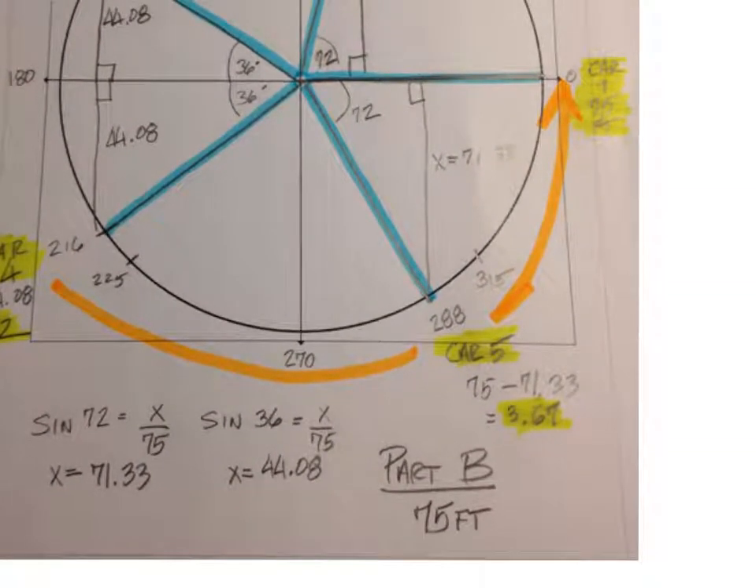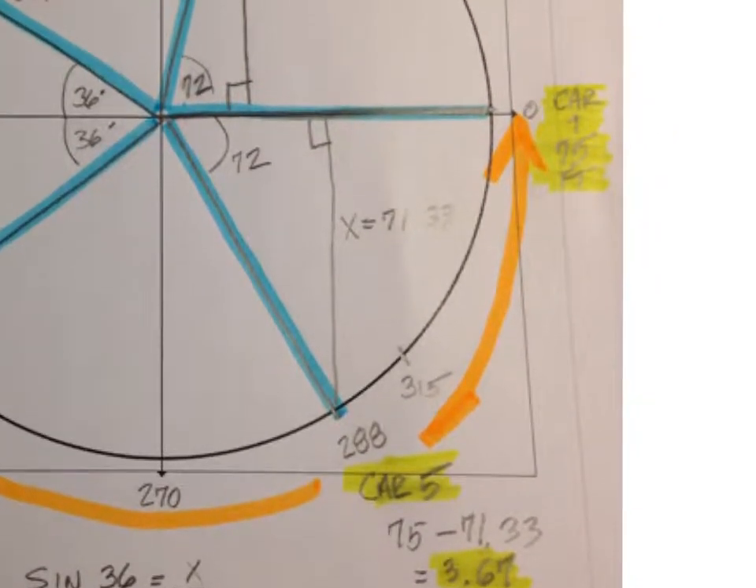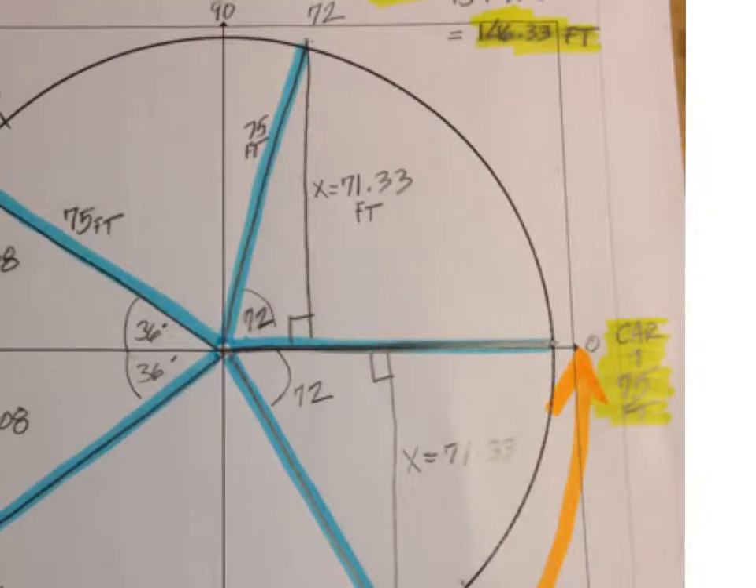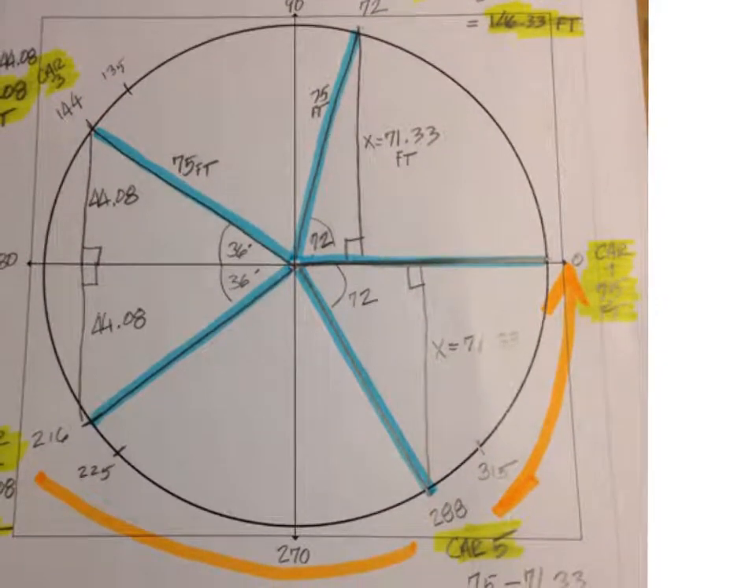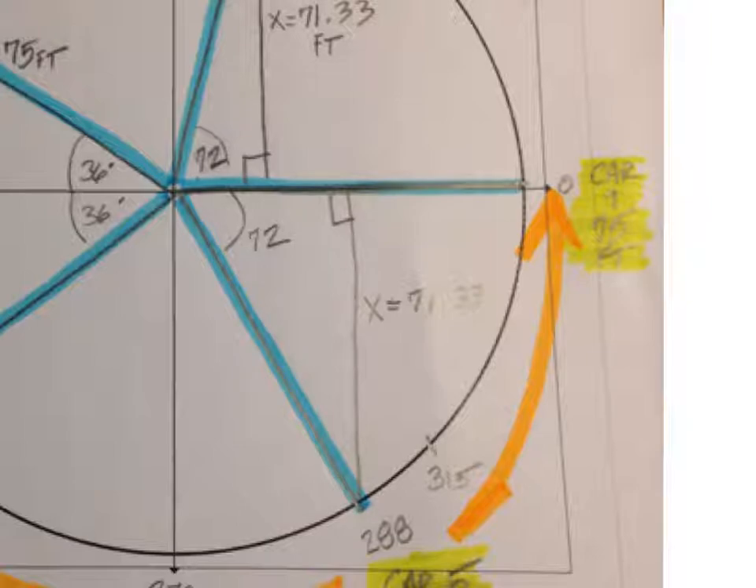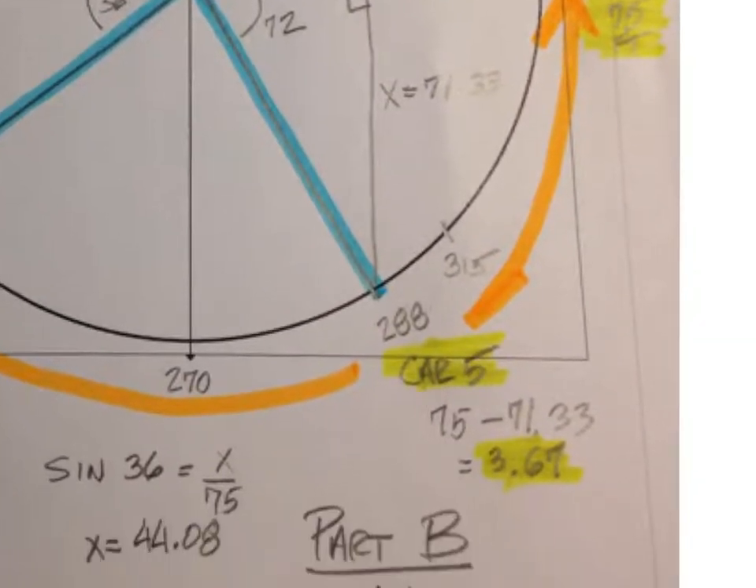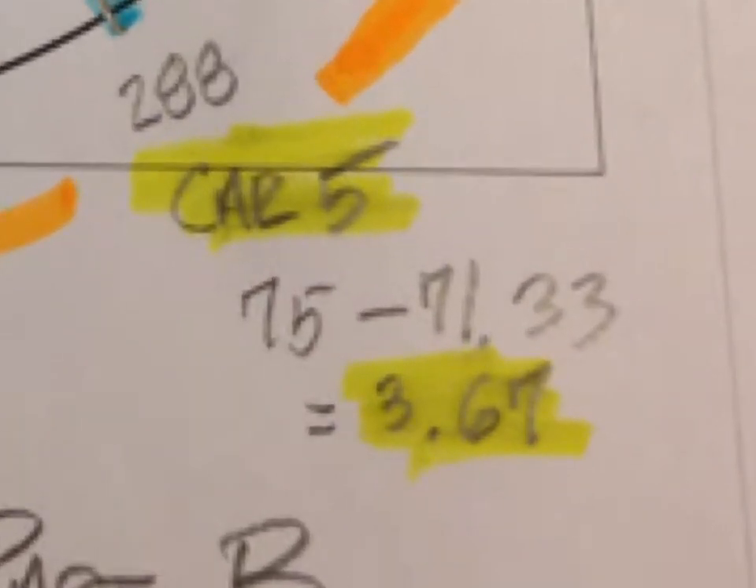And then over here, car 5, we end up with a degree measurement of 72. Of course, my freehand circular drawings are not the greatest when it comes to spokes, so you notice it should have been the same on those. But anyway, it is still 71.33 feet for that x value, but you have to subtract it from 75 like we did here to get 3.67.